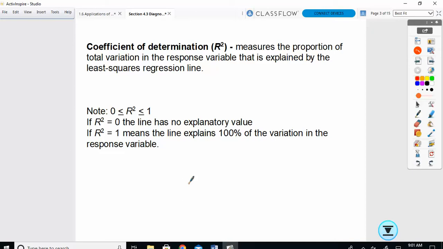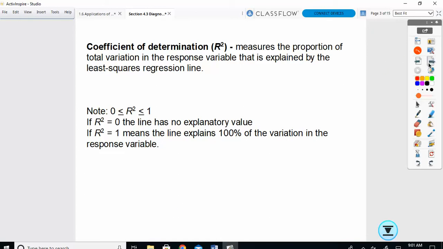So if it's close to 0, then it's saying the line doesn't explain any of the variability. Kind of related to if the r is really close to 0, we know it's not linear, so we wouldn't expect the line to explain the variation. Close to 1 means it's really good, so 1 is 100%. So the line is a perfect match for the data. The line explains all the variability in our data.